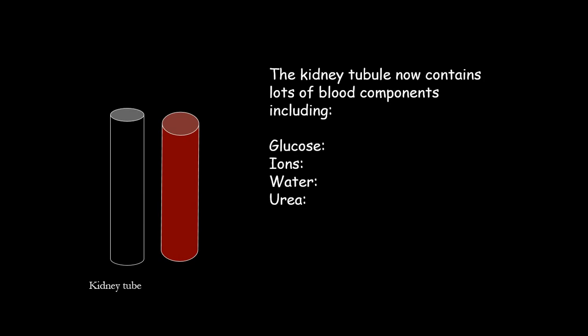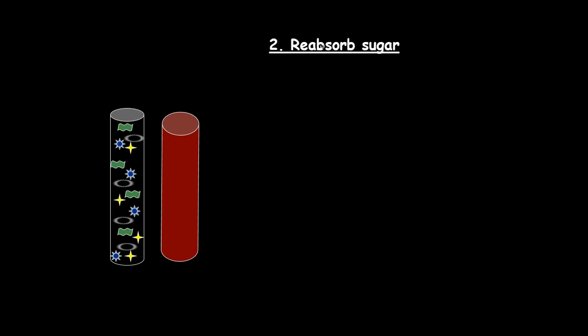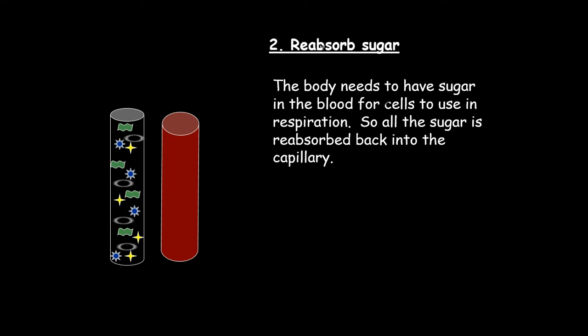So let's take a look at this. You have a kidney tubule, and the kidney tubule now contains lots of blood components, including glucose, ions, water, and urea. Some of these things your body still needs. So the kidney tube has to give those back to the blood so that they can circulate through your body and be used the way they're supposed to be. So after filtration, the second step is reabsorbing the sugar. The body needs to have that sugar or glucose in the blood for cells to use during respiration. So all the sugar is reabsorbed back into the capillary.